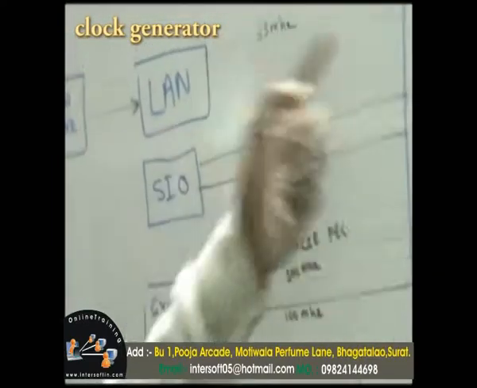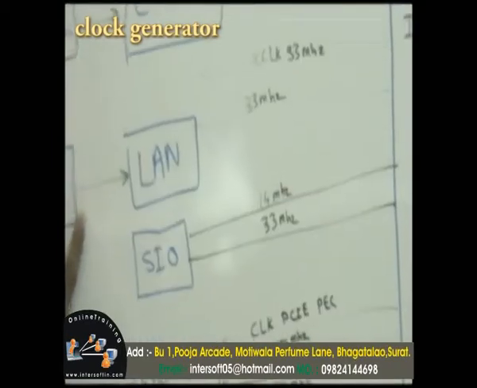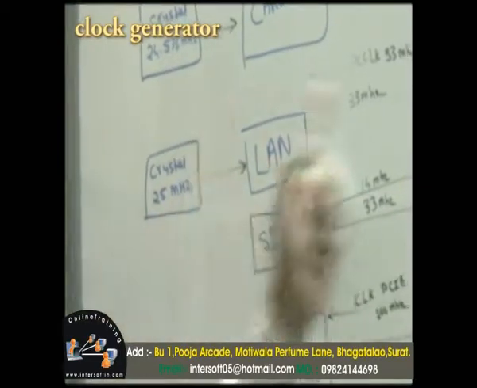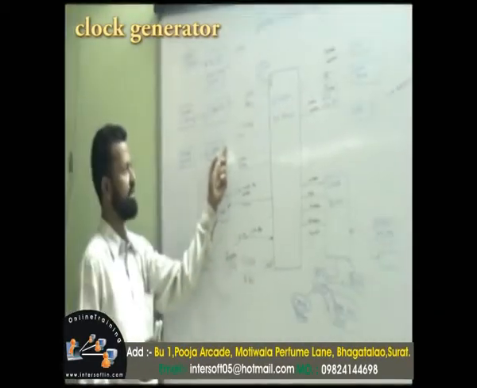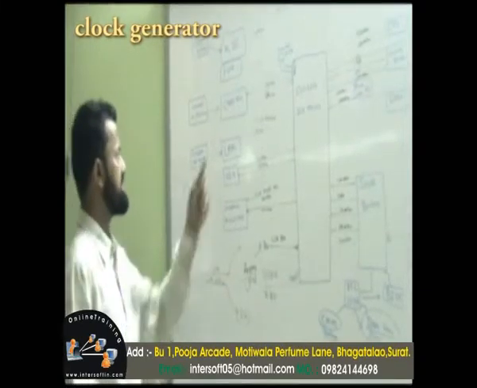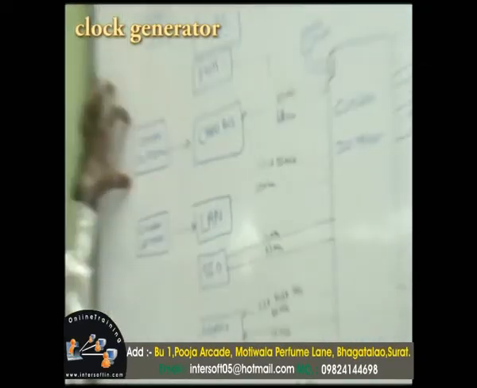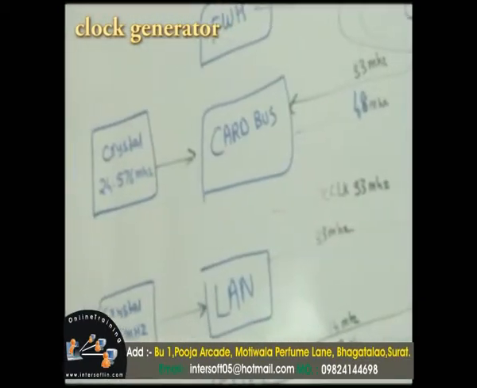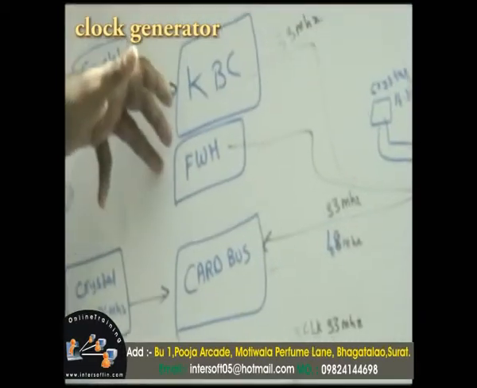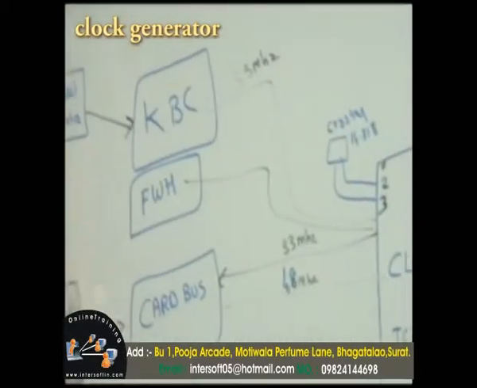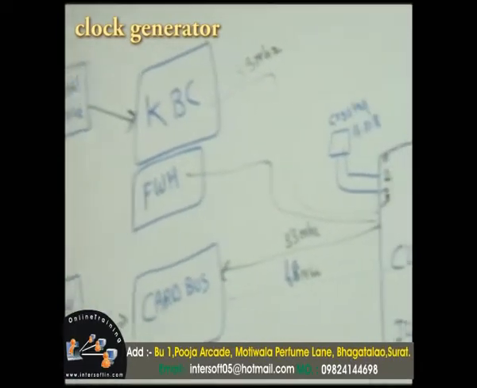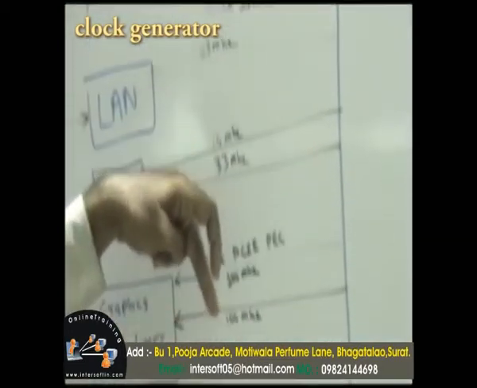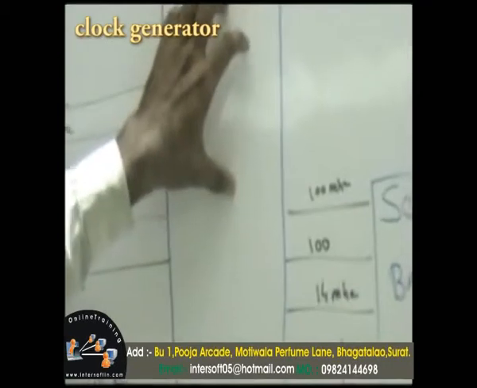LAN requires 33 megahertz from the clock generator, and its own 25 megahertz is different. So LAN gets 25 megahertz from its own crystal, and another frequency it gets from the clock generator. Next, card bus is also there, PCI, that also has its own frequencies, and another frequency it gets from the clock generator. KBC, keyboard controller, and other ICs also require different crystals. Clock frequencies are 33 megahertz, 48 megahertz, 33, 14. These different clocks are generated with the help of the clock generator.